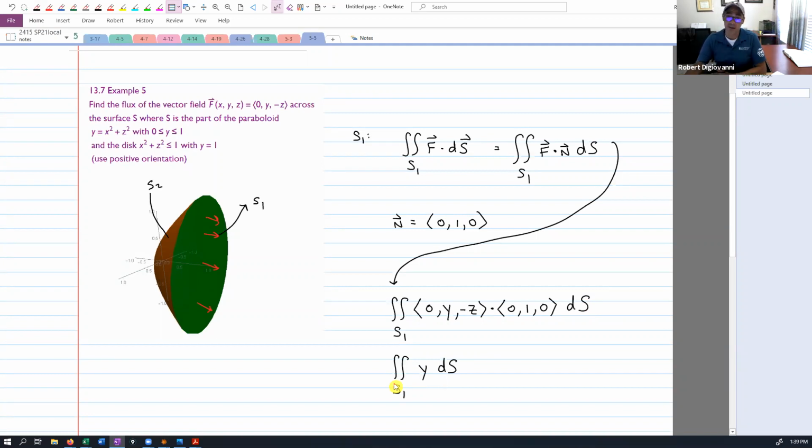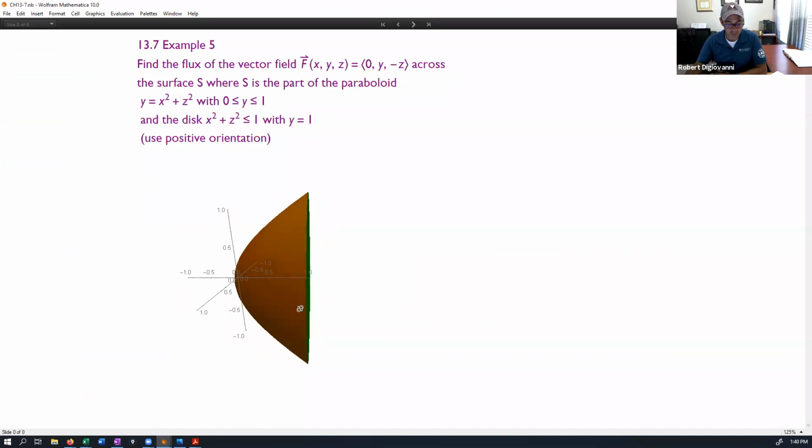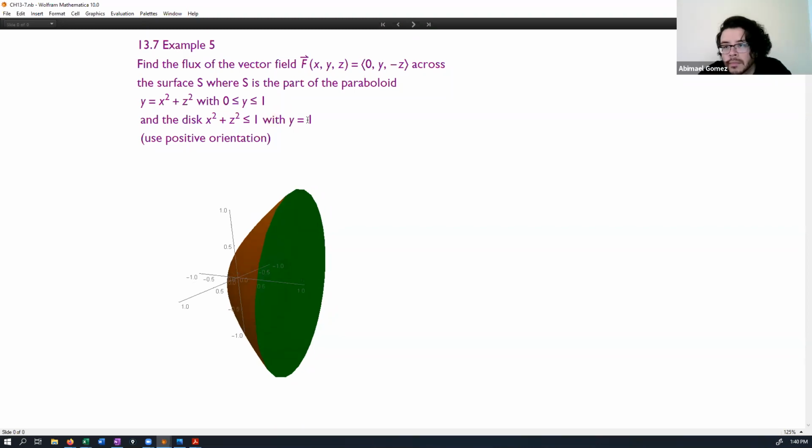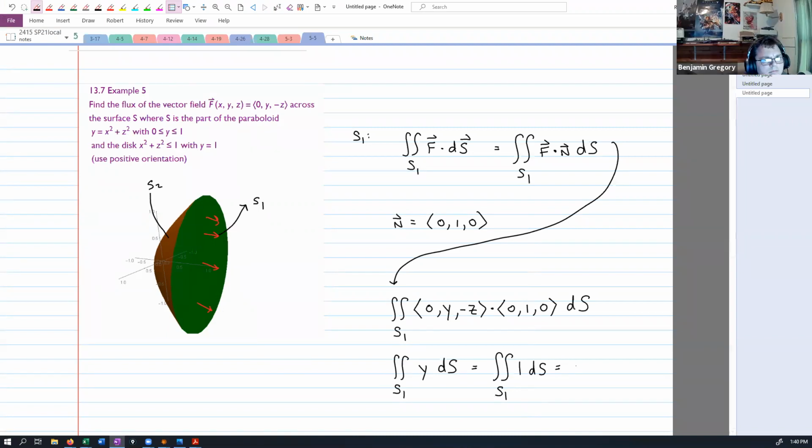But there's something even better. There's something even nicer that's happening here. Do you all see it? When you're on that surface, on this green surface, this disk, what can you tell me about y? It's 1. It's always 1. It says it right here. So y is always 1, which means that this turns into the double integral over S1 of 1 ds. Can somebody tell me what that integral represents? The area of what? The disk. Area of S1.